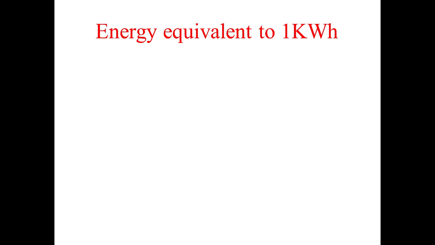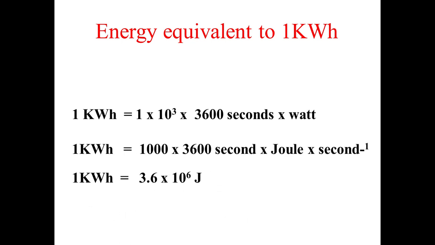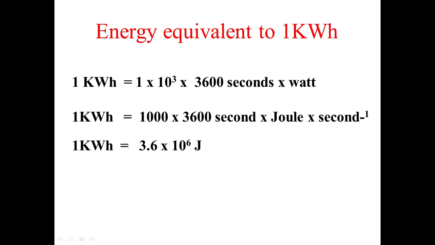So today we calculate the energy equivalent to 1 kilowatt hour. This is the basic expression you can see here. 1 kilo means 10 to the power 3, or 1000. W is your watt. Hour is equal to 3600 seconds, as you know. This can be obtained by multiplying 60 with 60, because in 1 hour there are 60 minutes, and in 60 minutes there are 60 seconds.